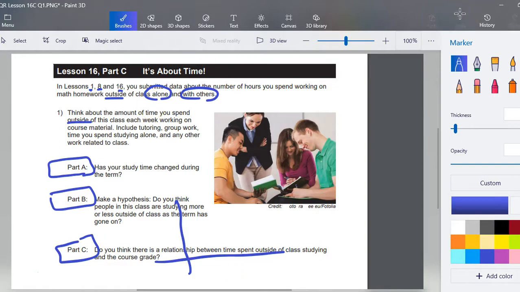So the time that you spend, the hours that you spend outside of class, like 1 hour, 2 hours, 3 hours, etc., 4 or 6, do you think it has a relationship with your grade? Like whether your grade is a 50 or a 60 or a 70, etc.